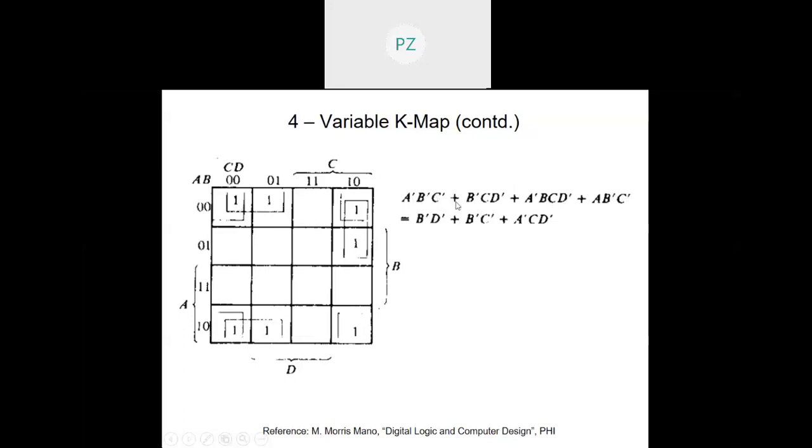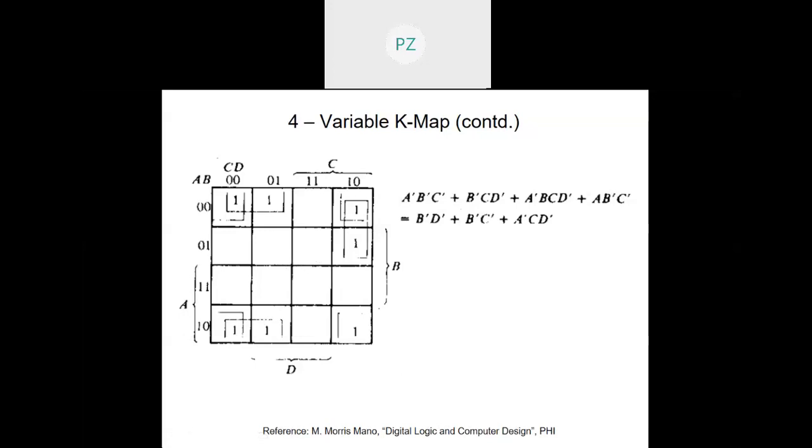B dash, C, D dash is going to give me this one and this one. A dash, B, C, D dash is going to give me this one, right? Yes. And A, B dash, C dash is going to give me these two ones. So that is how our 4 variable K-map has directly been populated without resorting to the conversion into the canonical sum of product.